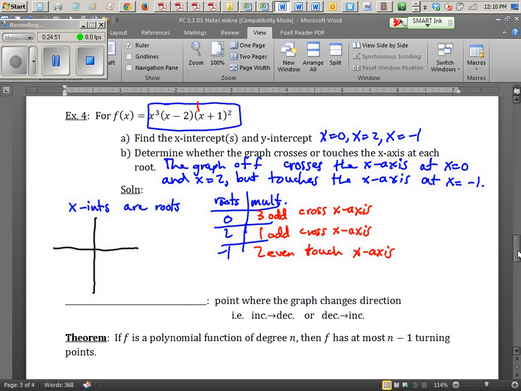So that means we're going to have a point here, maybe out here at x equals 2, and then over here at negative 1. So these are my x-intercepts. Everyone agree? We've already determined that when the graph hits x equals 0, it's going to be a crossing point. So maybe it's going to go like this, right through the axis. When you hit x equals 2, it's going to cross the x-axis again, like that.